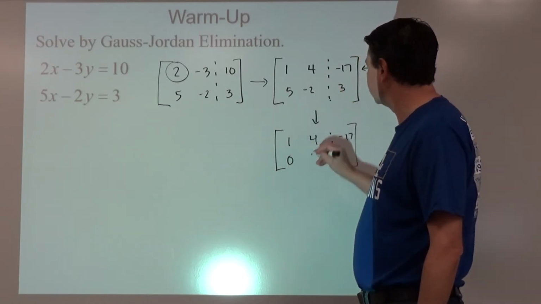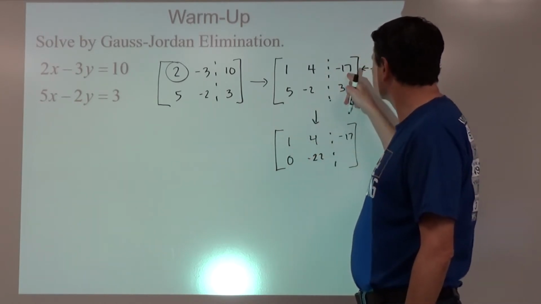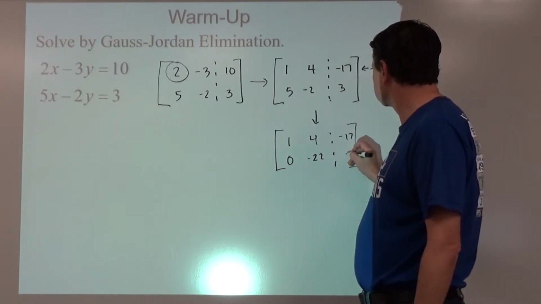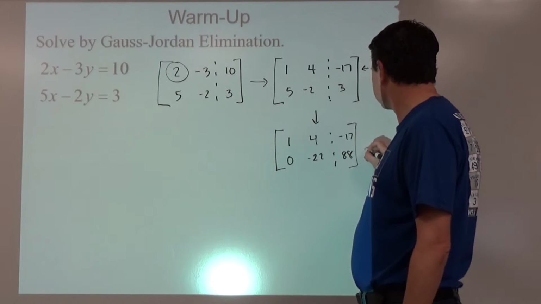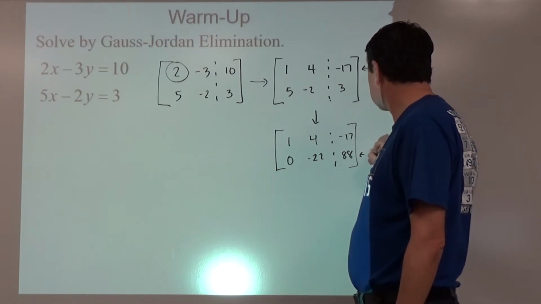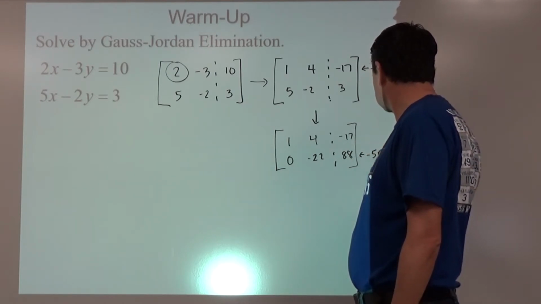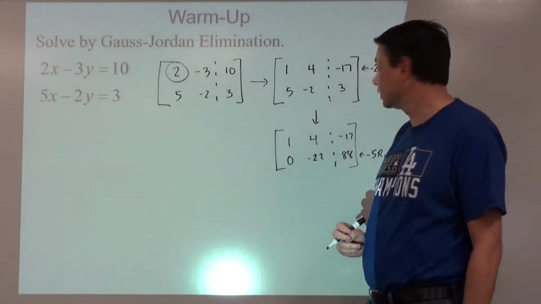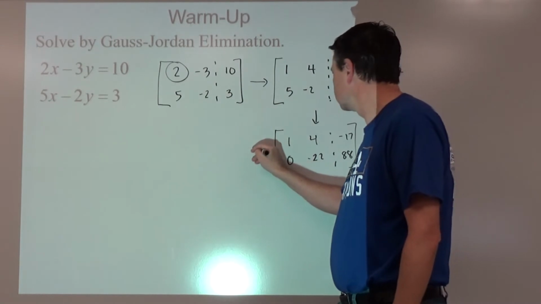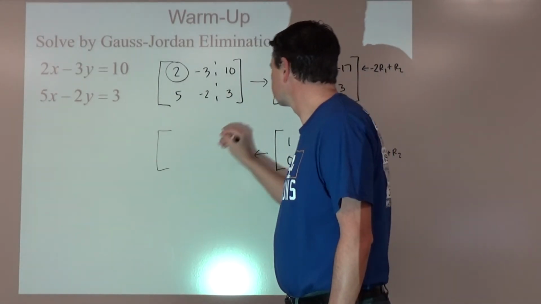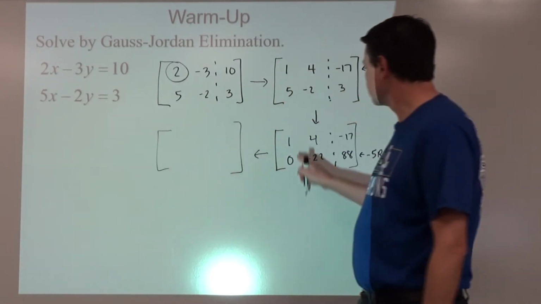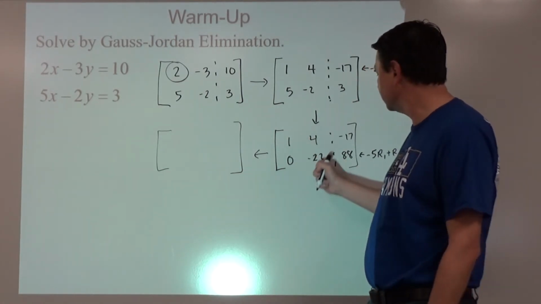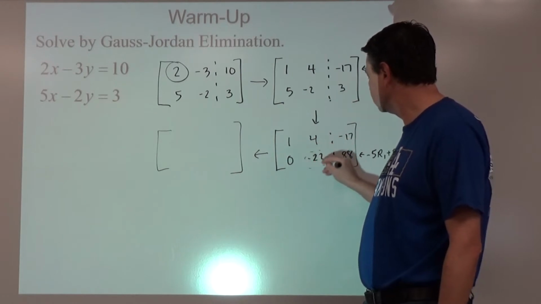Did -5 times row 1 plus row 2. So we've got our column 1 taken care of. So now we'll focus here.